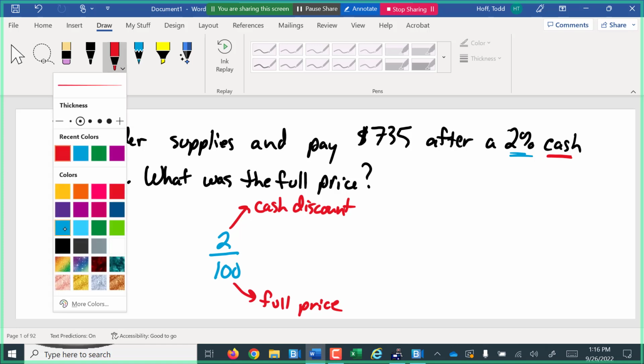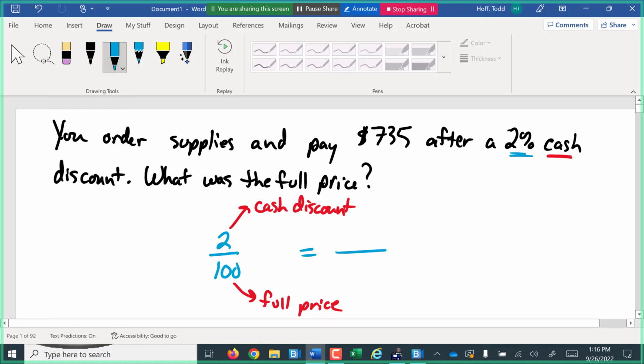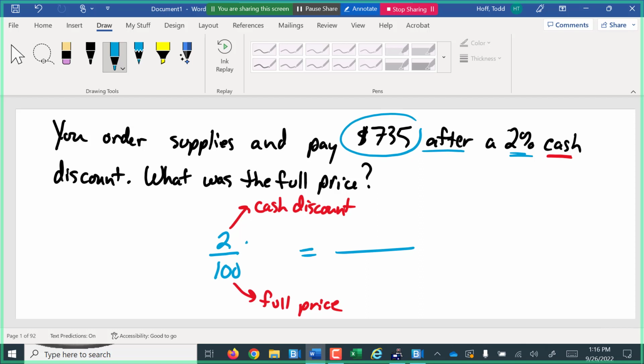So when we go to set up the other side of our proportion here, 735 is the price after the discount. It definitely does not match up with the 2%. And it's not the 100% either, because the 100% was the price before the discount. So the 2%, this proportion doesn't set up. The 735 doesn't go in either spot here. What did we do with this to make this work? How did we adjust our percent to make these types of problems work?